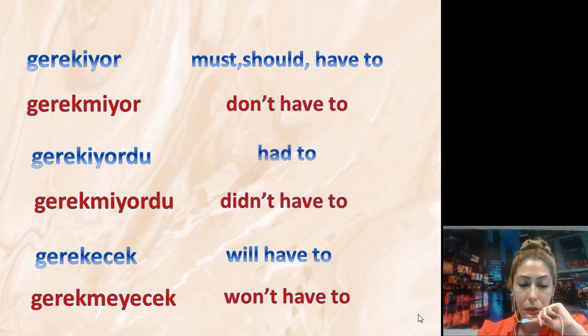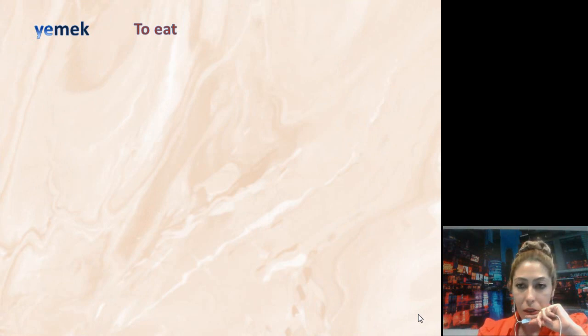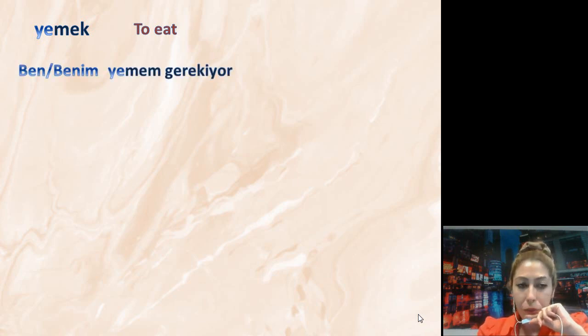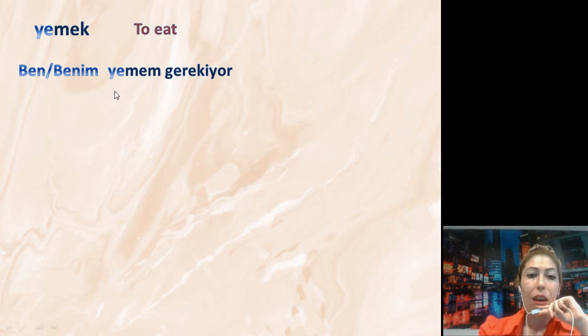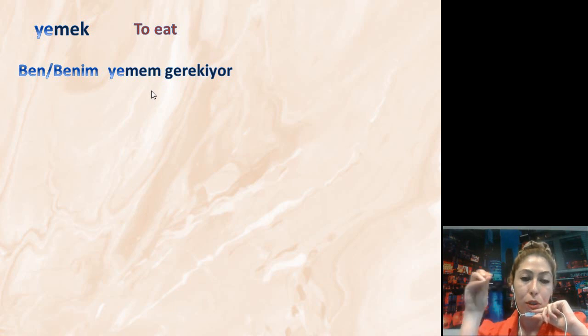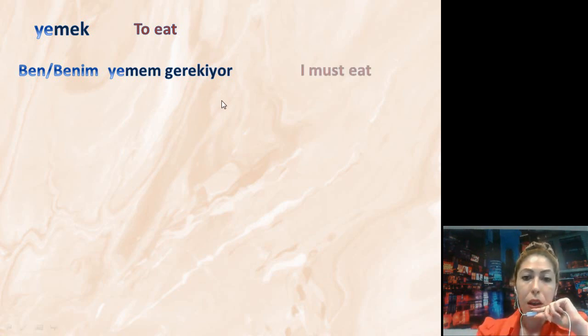Let's go to some examples of some very common verbs to make it more understandable for you. And you can use the same forms for any kind of verb. Okay. Yemek means to eat some food. Benim or ben, so we have ben or benim, yemem gerekiyor. Okay, you can omit this part as well. You don't have to bring ben or benim, because in this part, yemem, you already mentioned that this subject is going to be the first singular subject. Okay, so yemem gerekiyor. It means I must eat.